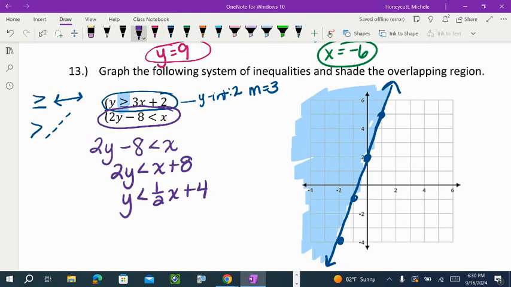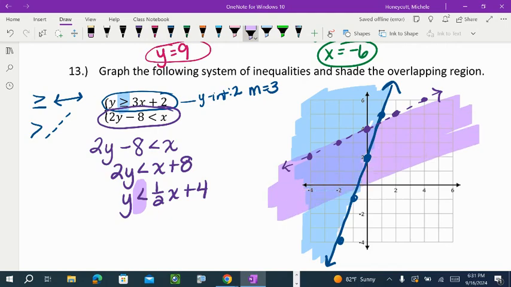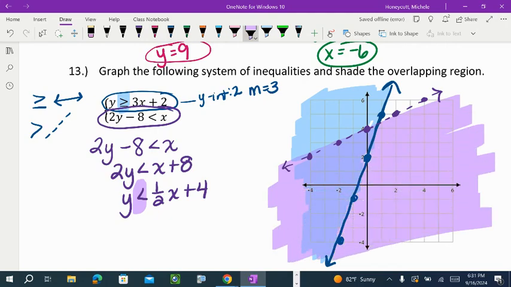So now I'll have a point at 4. And my slope is 1/2, so I'll go up 1, right 2. Up 1, right 2. I can also go down 1 and backwards 2. Down 1, backwards 2. It says make it dotted. So there we have it. And it also says to shade where all the y values are less than. So I'm going to shade this region. And my solution is where those two overlap, which would be this area right here, solution.